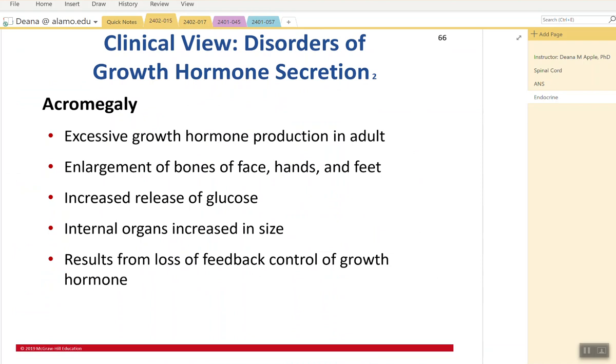Okay, acromegaly is excessive growth hormone production in adults. This is displayed primarily by facial bones and hands and feet bones getting very, very big. So you have very large hands. A big face. Increases the release of glucose from your liver because remember, growth hormone stimulates the release of glucose from the liver by mobilizing glycogen. Your internal organs will increase in size, and you typically end up with this when you lose hormonal sensitivity. So you either downregulate too many receptors that are receiving the negative feedback signals to stop growth hormone release, or you have damage to the tissues expressing those receptors.